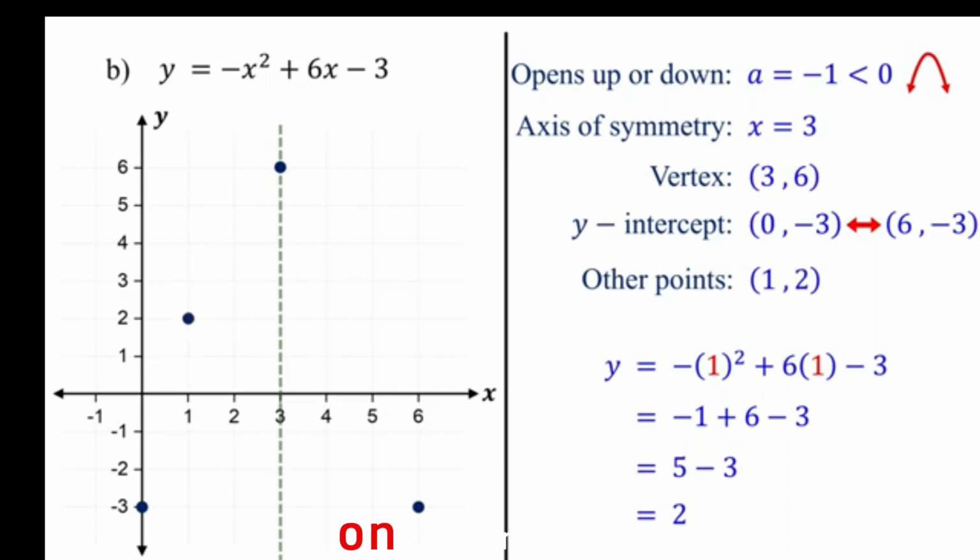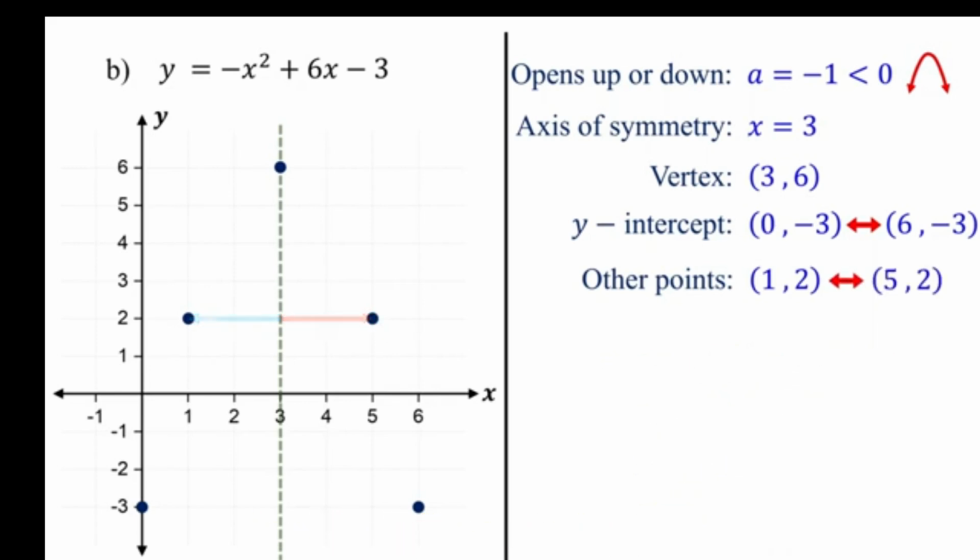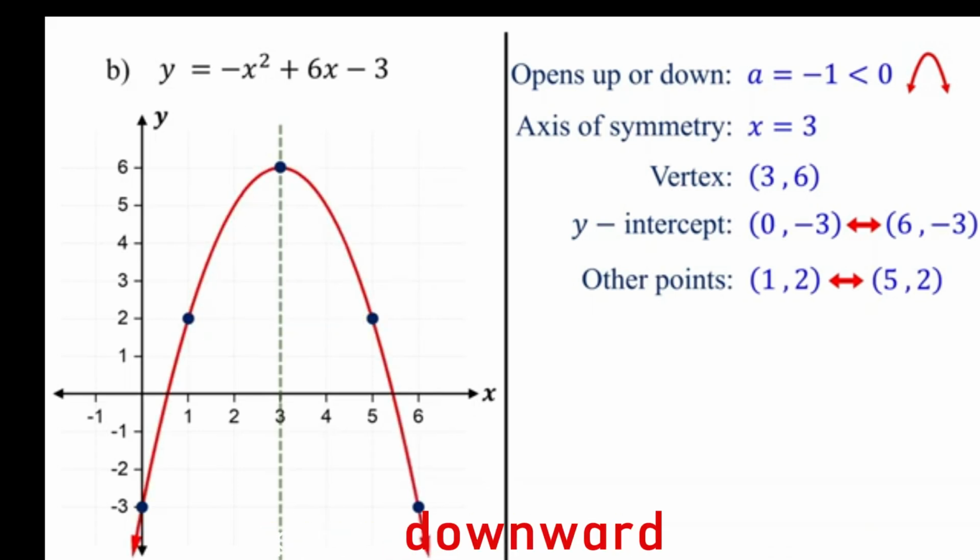Plot this point on the graph. Now, just as we located a point symmetric to the y-intercept across the axis of symmetry, we also locate a point symmetric to this point across the axis of symmetry. This point is 2 units to the left of the axis of symmetry, right? So, a point 2 units to the right of the axis of symmetry, which is (5, 2), is also on the parabola. Now, connect these 5 points to plot a parabola opening downward.